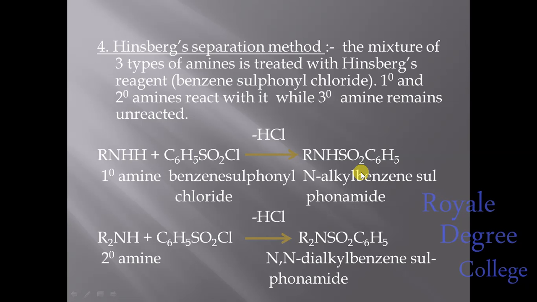Next we will talk about the secondary amine. We'll take the secondary amine, that is R2NH. In that we are adding benzene sulfonyl chloride, which is nothing but Hinsberg's reagent. So what will happen? From the secondary amine, hydrogen is coming out, reacting with the Cl of benzene sulfonyl chloride, and we are getting the side product as HCl. Then our main product is R2N. To this R2N, SO2C6H5 is going to attach. So we are getting this compound which is named N,N-dialkyl benzene sulfonamide.